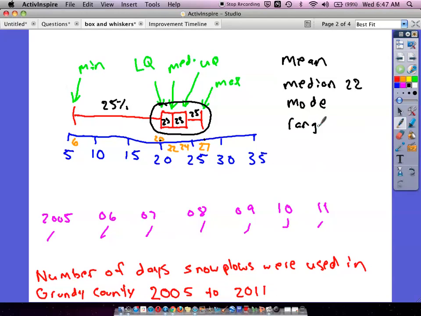The range we can definitely do. The range is just the highest number minus the lowest number. Highest number is 27, lowest number is 6. 27 minus 6, that's going to be 21. So that would be our range, that's our median. The other two we can't find unless we actually have the numbers.